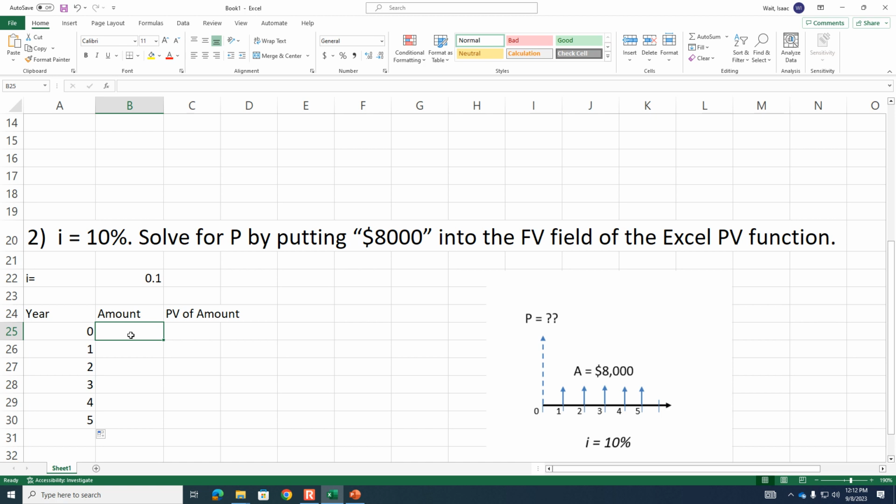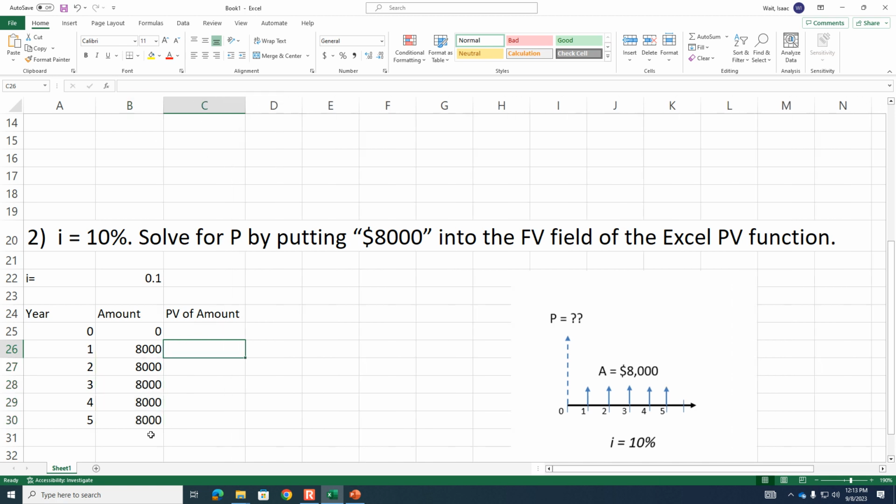Okay, so the amount that's at the present is 0, at the beginning. Then we've got 8,000, which repeats through the 5 years. And so instead of typing it in, again, I've just dragged by grabbing the lower right-hand corner of that cell, dragging it downwards. It just continues the same amount. Okay, so now I'm going to use the PV of amount function.